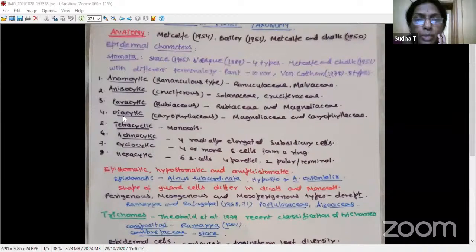Parasitic and paracytic stomata, where the subsidiary cells are only two. So they arrange stomata, which is also called the rubiaceous type.